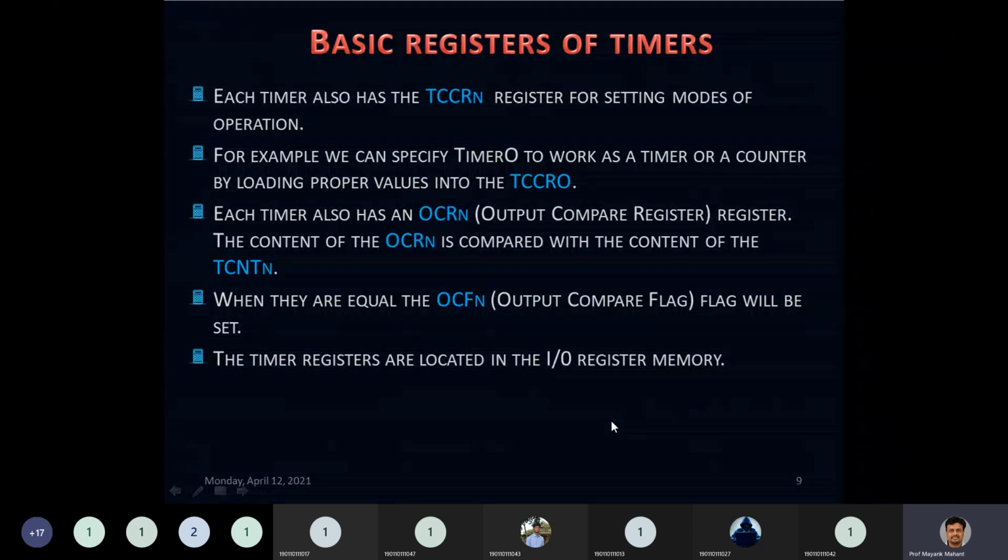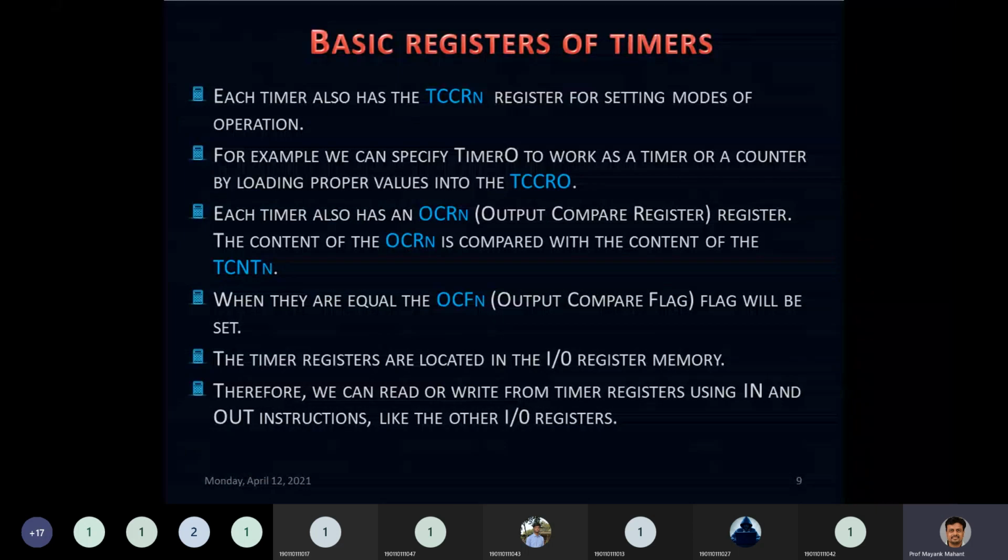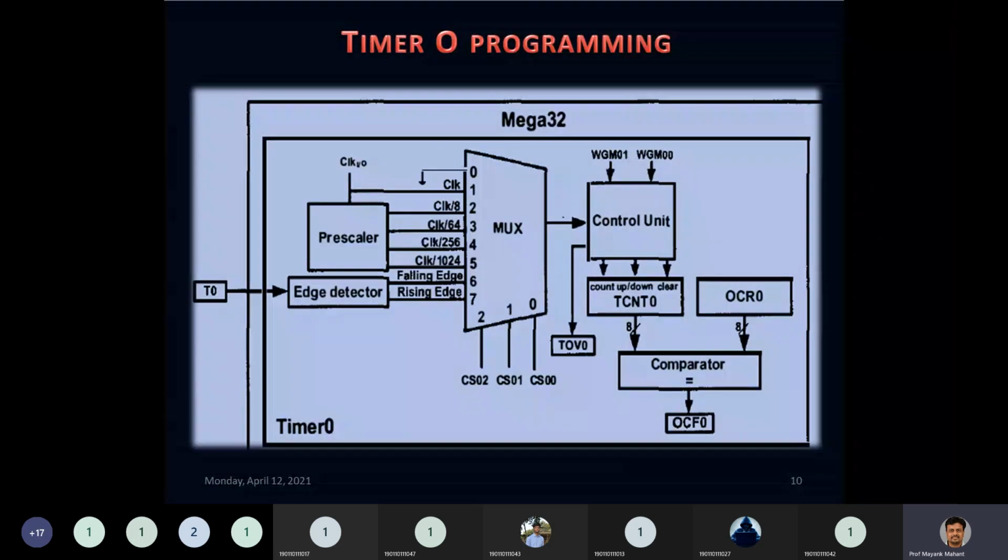The timer registers are located in the IO section of memory, and we can read and write the timer using in and out instructions, like the other IO registers that we have seen in the IO section of the RAM. We saw this IO section in detail when we were discussing the RAM of our AVR. Now let us concentrate on our timer 0. We will look at timer 0, timer 1 and timer 2 one by one. Let us start with timer 0 programming.